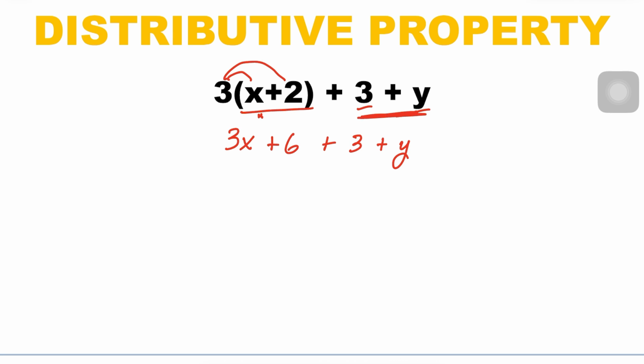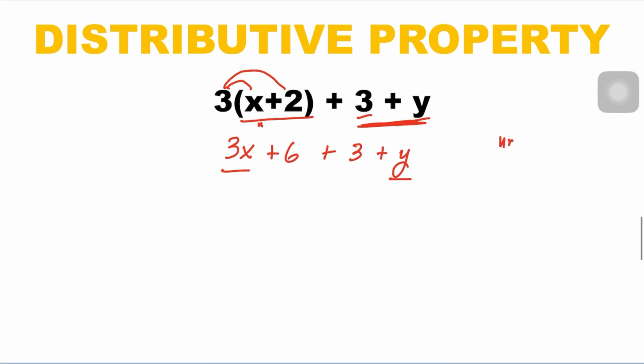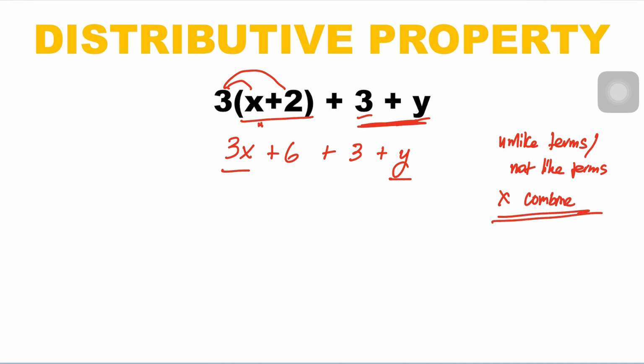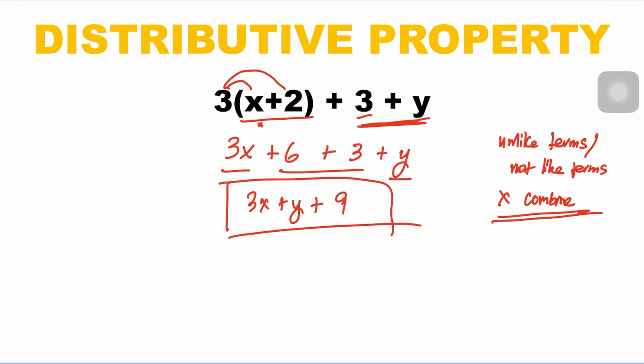Can we combine 3x and y? No. Why? They're not like terms. They're unlike terms. So we cannot combine. Cannot be combined. So, 3x plus y plus 6 plus 3, 9. That's your final answer. Okay?